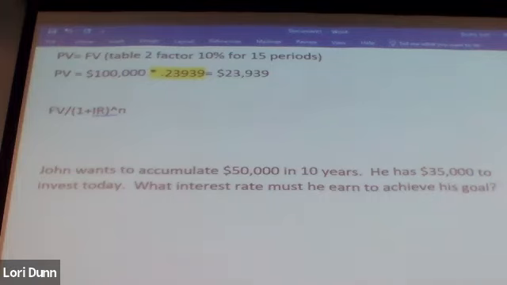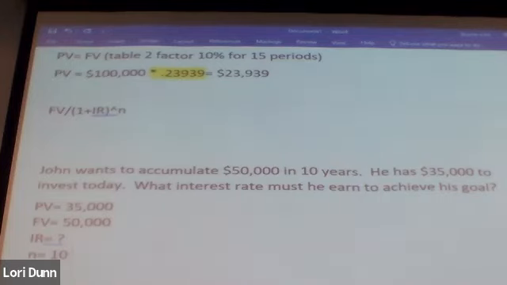So what do we know here? Well, we know the present value, 35,000, right? That's how much he can invest today. Future value? 50,000, what he needs it to accumulate to. Interest rate? No, we need to solve for that. We know the end? 10 years, right? So 10 periods, because the assumption is it compounds annually.